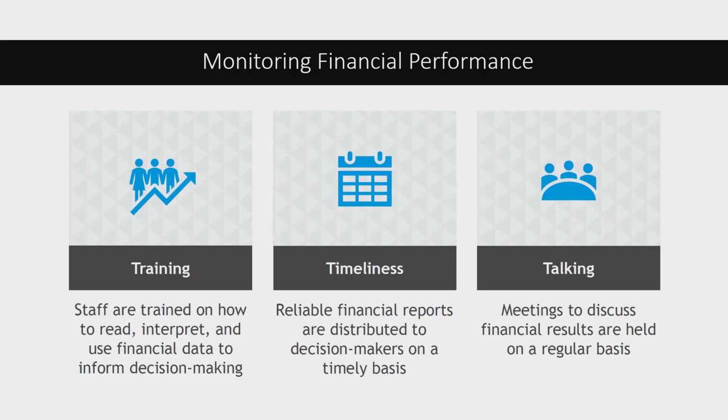Financial statements are key to monitoring financial performance and decision-making. Using the 3 T's creates a framework for maintaining transparency through comprehensive reporting. Training ensures staff can properly interpret financial data. Timeliness emphasizes distributing reliable reports to decision makers promptly. Talking highlights the necessity of regular meetings to discuss financial results, completing this effective monitoring cycle.